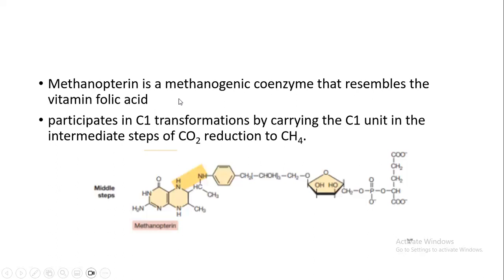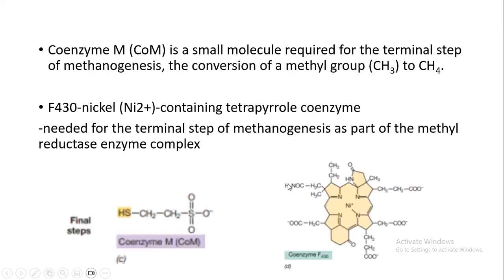Methanopterin is involved in the intermediate steps of the reduction from carbon dioxide to methane, and it again contains an NH group. The nitrogen of the NH group is involved in bond formation in the case of the methanopterin C1 carrier. The third carrier that is involved is coenzyme M, and it contains an SH group through which it is able to act as a C1 carrier during the last step of methanogenesis, that is conversion of the methyl group to methane.